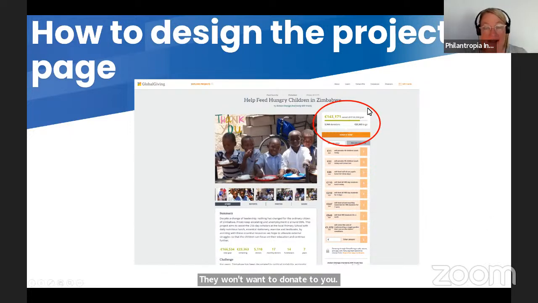So this section is important for the psychology, because if people see that an amount is almost reached, then they will definitely spend that money.